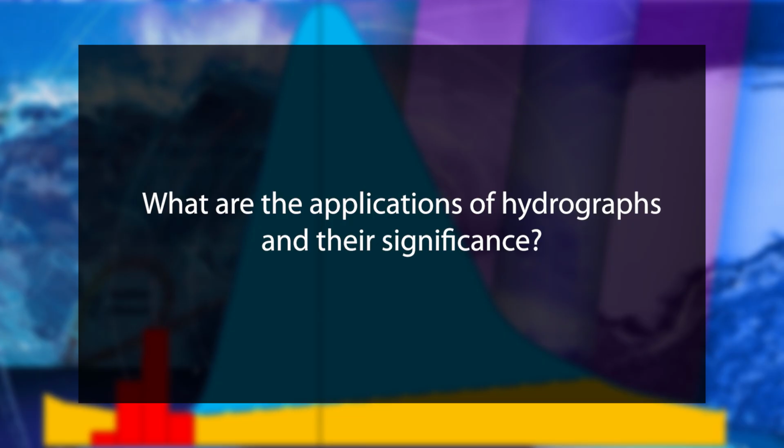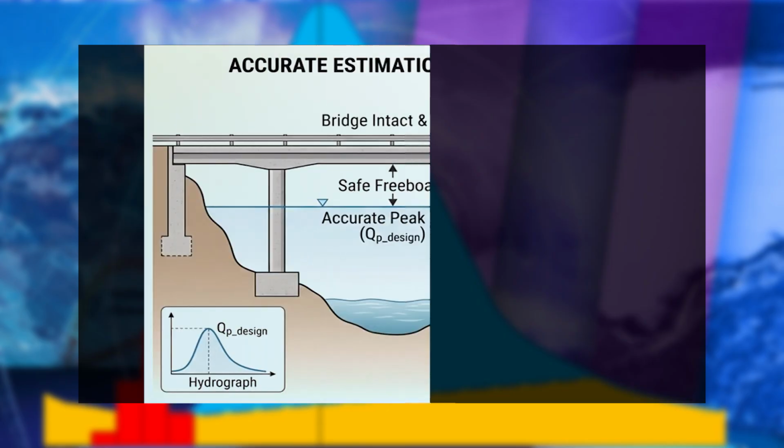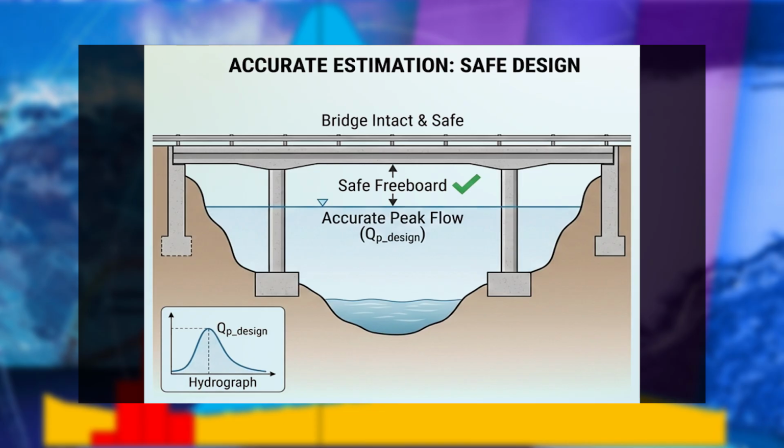Now, what are the applications of hydrographs and what are their significances? Hydrographs play a crucial role in analysis of river discharge and water level variation over time. One of their primary uses is identifying the peak discharge and the time at which it occurs. This information is particularly important for the safe design of hydraulic structures such as bridges, culverts and spillways constructed across a river channel. Accurate estimation of peak flow helps engineers ensure that these structures can safely carry flood water without failure.